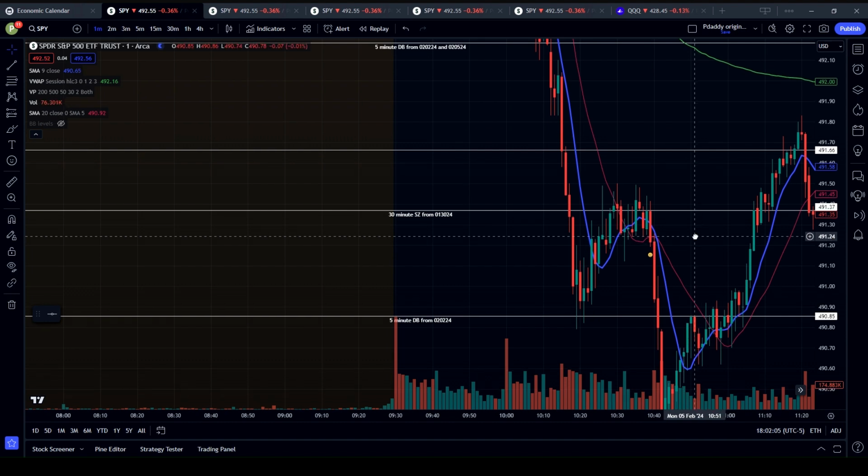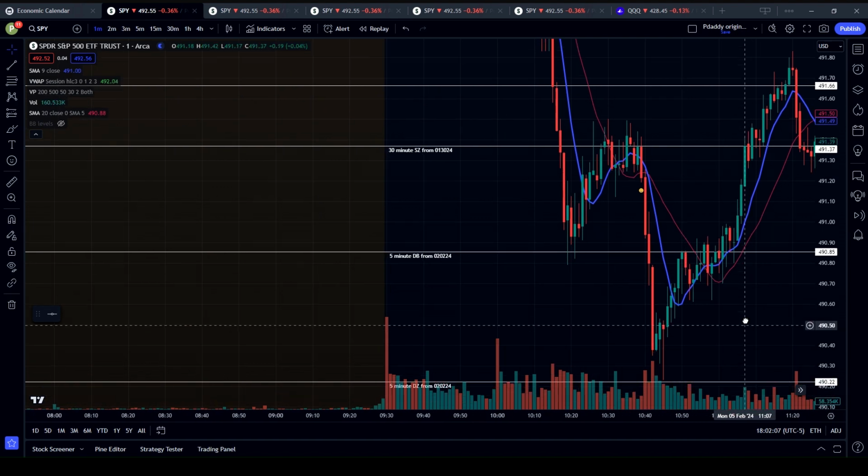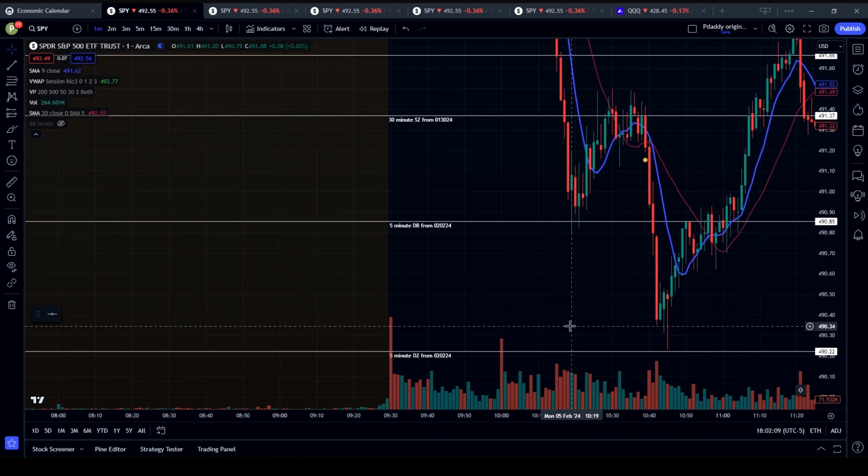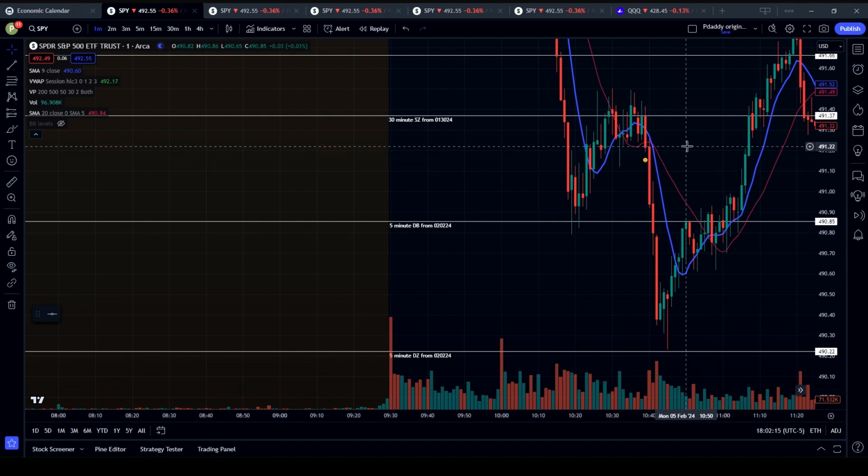It was a really, really nice trade back to the downside. We've got that 5-minute demand zone from Friday, and we got really close to this. So I think this was probably close to a $1 move. A $1 move in 4 or 5 minutes.